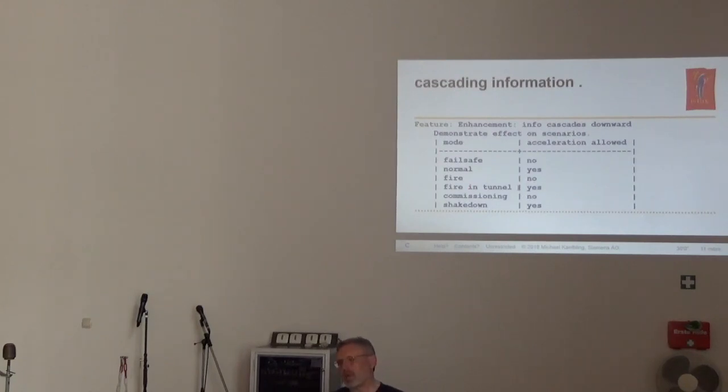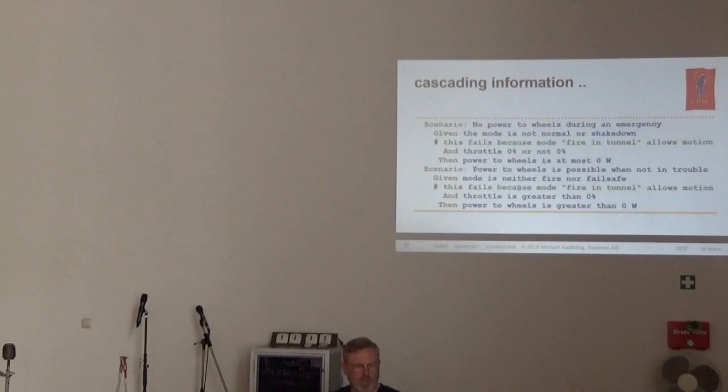In cascading information, we saw before that the scenario outlines were at the bottom of the hierarchy, and there the tables were read in and generated tests of their own. Well, it turns out that much higher up in a feature, you might want to set a context that then trickles down, cascades down into your states. For example, you write tests that say no power to wheels during an emergency given the mode is not normal or shakedown.